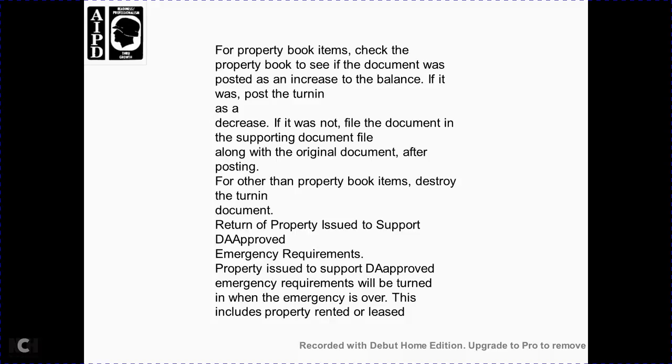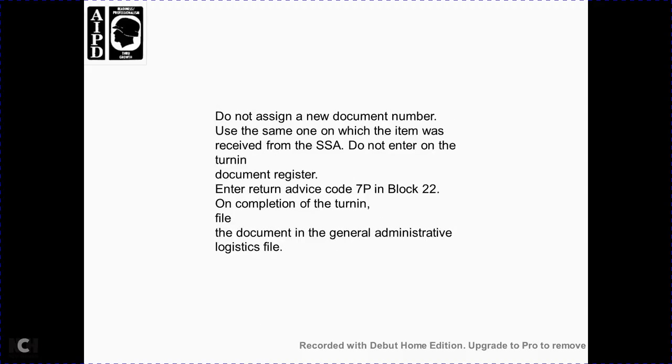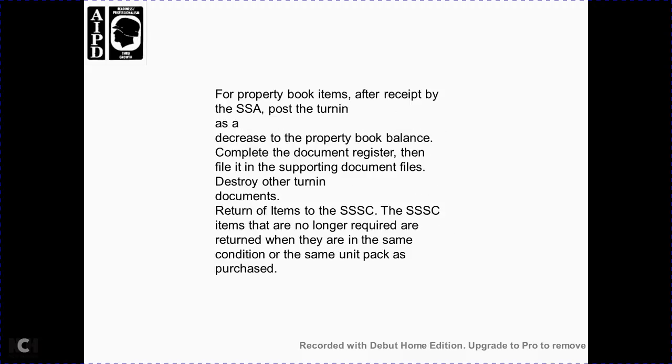After posting the other property book items, destroy the turn-in document. Return the property issued to support the DAA-approved emergency requirement. The property issued to support the DAA-approved emergency requirements will be turned in after the emergency is over. These include property rented or leased. Do not assign a new document number; use the same one of which the items were received from the SSA. Do not enter the turn-in in the document register; enter the return advice code SP in block 22. On completion of the turn-in, file the document in the general administrative logistics file.